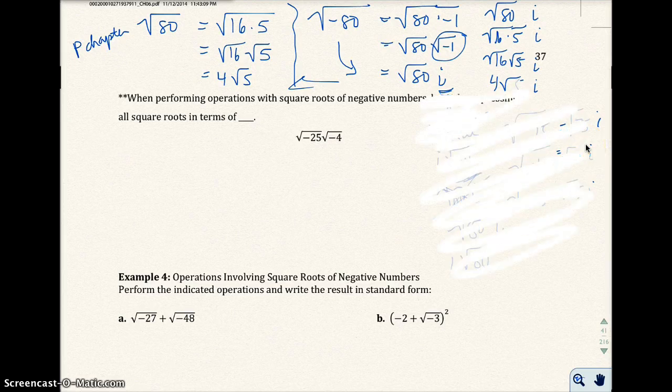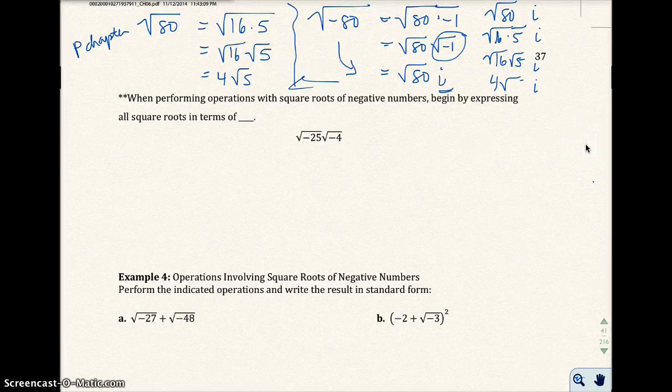So let's talk about performing operations with square roots of negative numbers. We always want to begin by expressing all square roots in terms of the imaginary unit, or i. So if I have the square root of negative 25 times square root of negative 4, I want to go ahead and rewrite those in terms of the imaginary unit. So this would be the square root of 25 i, times the square root of 4 i.